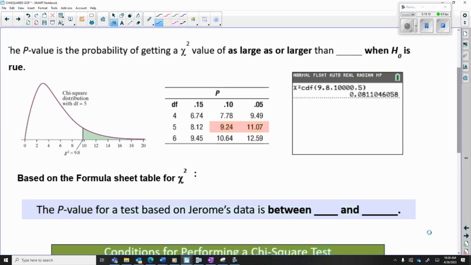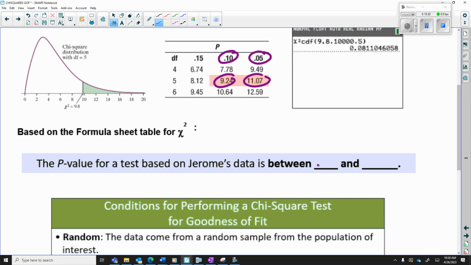So this is what this is showing you here. 9.8 is between these two values, and that corresponds with the p-value between 0.05 and 0.10. So that's what I'm going to write here. It was between 0.05 and 0.10, so it was not statistically significant at the alpha equals 0.05 level.